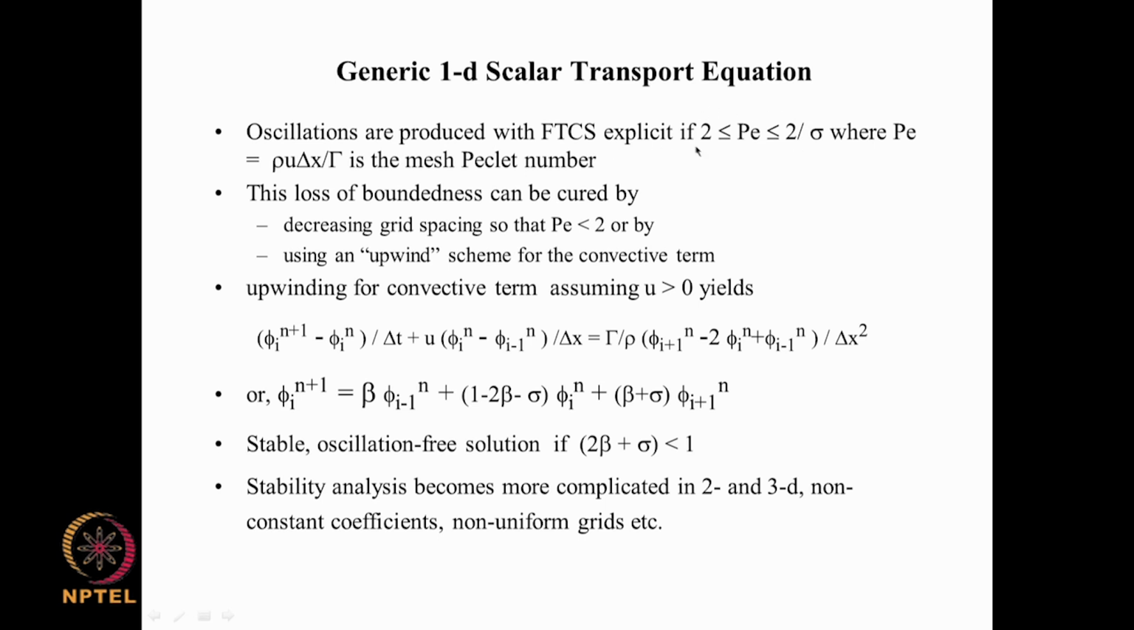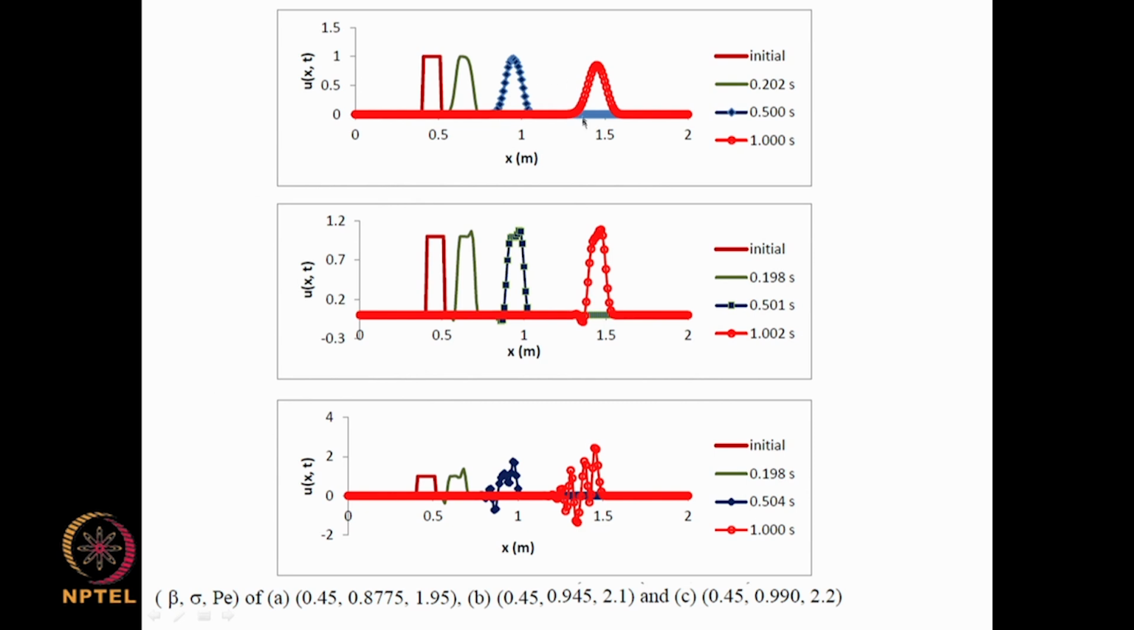That is, if you define a mesh Peclet number as rho u delta x divided by sigma, where sigma is the diffusivity and u is obviously the velocity and rho is the density, then certain values of the Peclet number, which lie between 2 and 2 by sigma, will give rise to oscillations, and that is what we can see here.